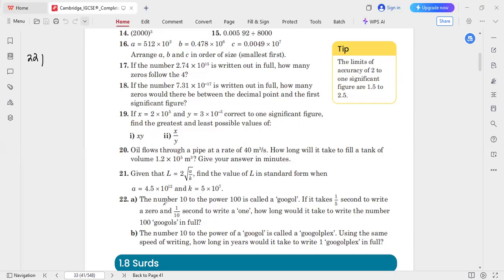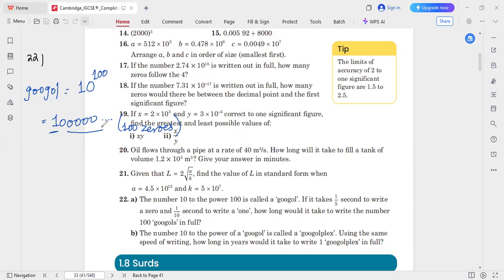First of all, they're saying that the number 10 to the power of 100 is basically called a Google. This is basically the word Google. So this simply means that we need to write 0, 0, 0, 0, 0 and so on. We need to write down 100 zeros almost. 100 zeros to write down one Google. Now only one 1 is there, and we have 100 zeros along with this.